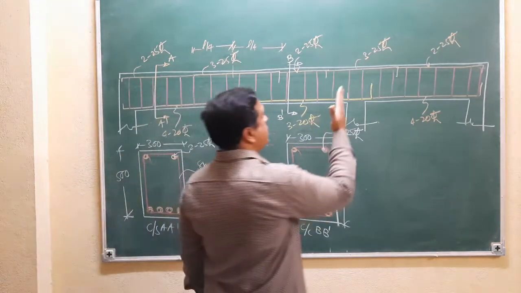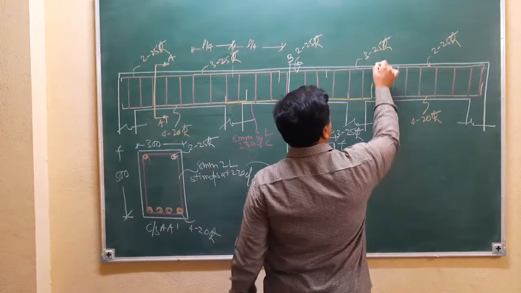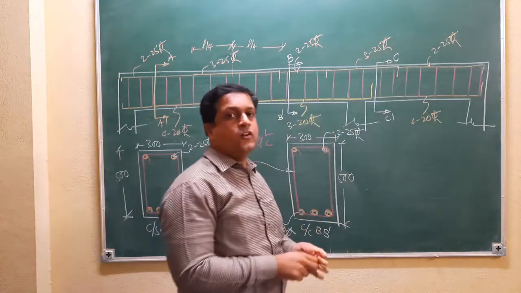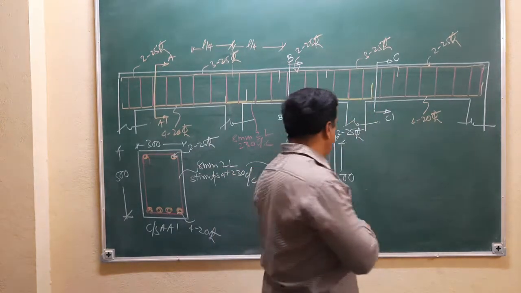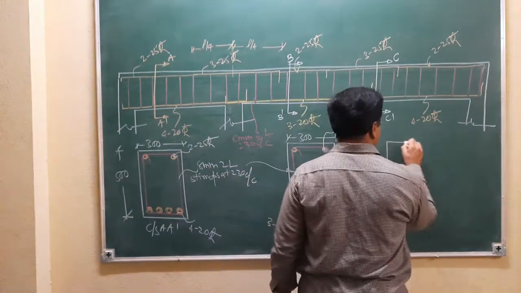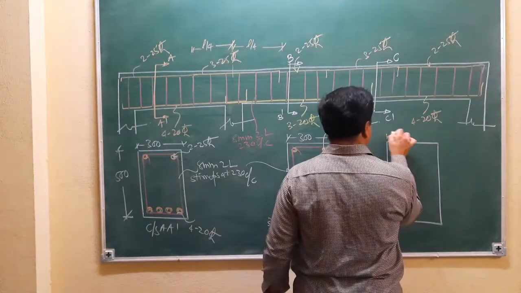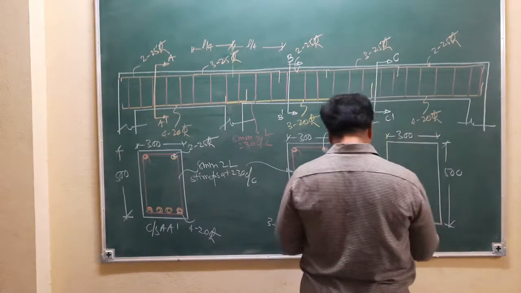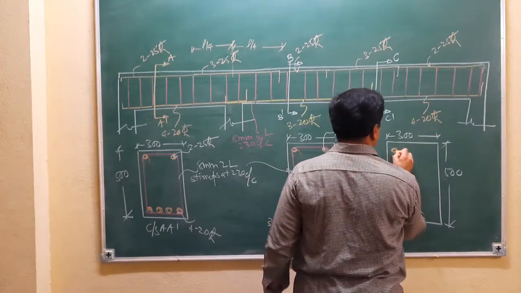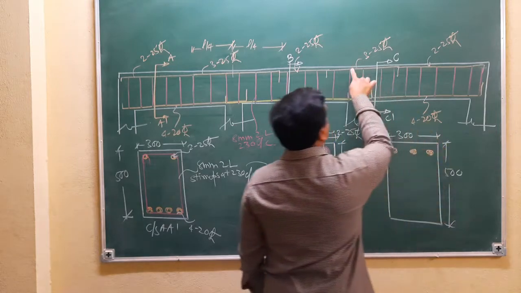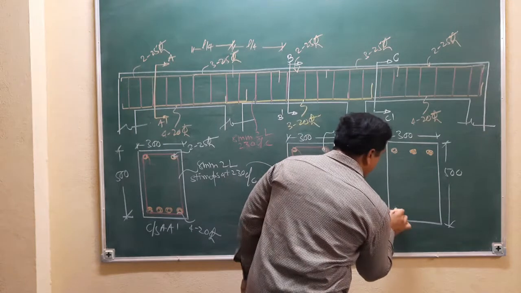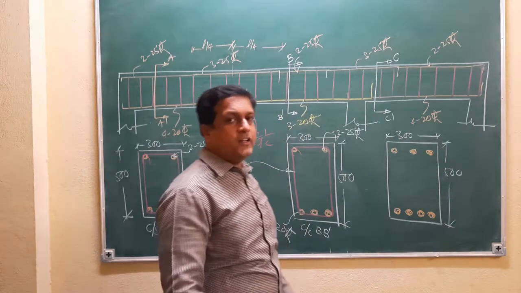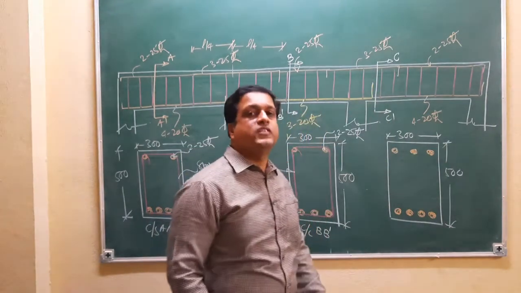Now if we want to take the cross section just right of this support, CC dash, if you want to take the cross section just right of this support, okay. So what is the cross section details? The width of section is 300 mm, overall depth is 500 mm. At top you have to show the 3 bars of 25 mm diameter, and at bottom 4 bars of 20 mm diameter. The cross section is just right of this support, support C, okay.